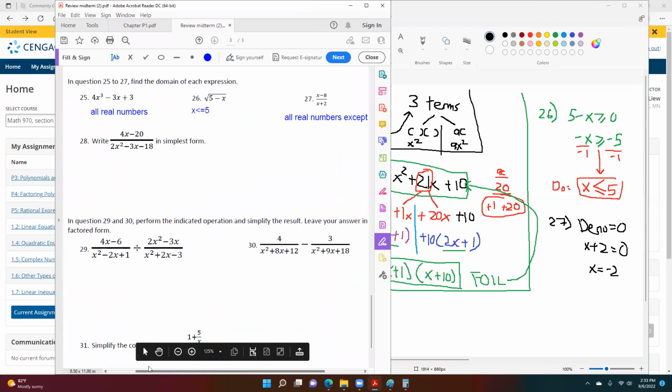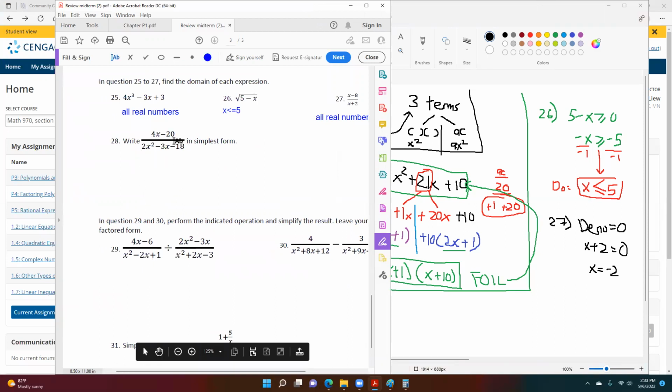Now let's talk about question number 28. How do we simplify this kind of fraction? Anyone?